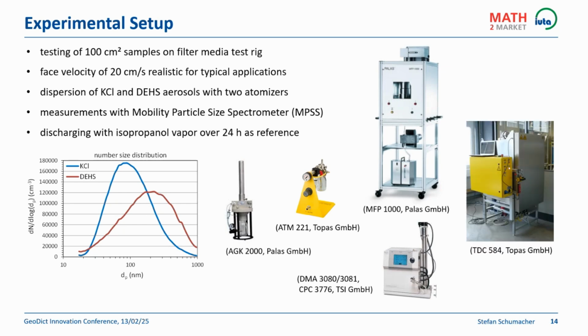And we use this charged media, and as reference, we always want to use a completely discharged medium where we only see these mechanical effects. And there is a standardized way to do this. So you put your filter medium in such a chamber, and there you have isopropanol vapor, and you expose it for 24 hours to this isopropanol vapor, and all the charges will get lost, and then you have a purely mechanical filter medium. So that's always our reference.